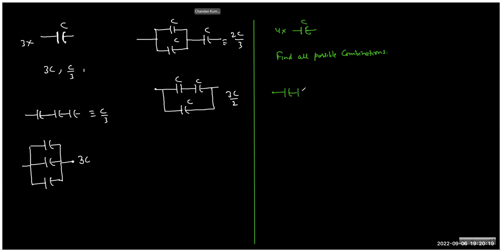So all 4 in series, right? Now what is the answer? C by 4. And all 4 in parallel, 4C. I hope everyone is getting this part at least. Yes, sir.